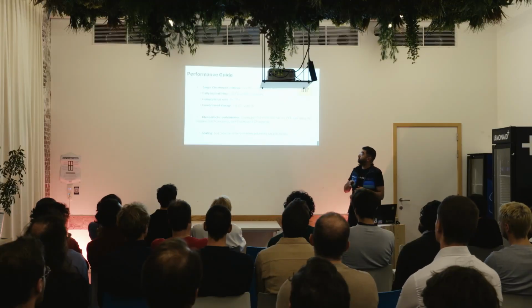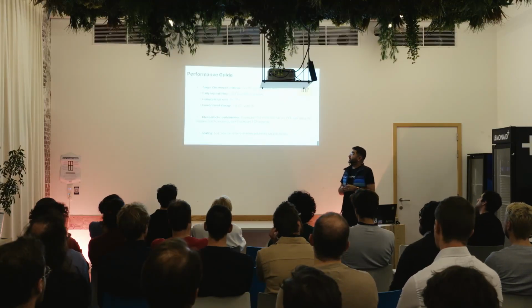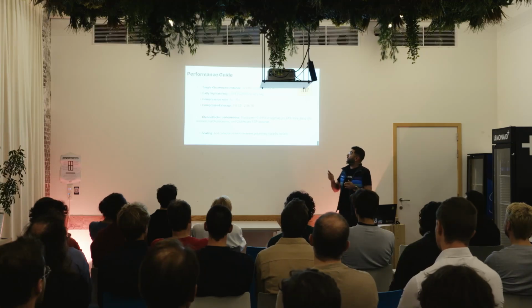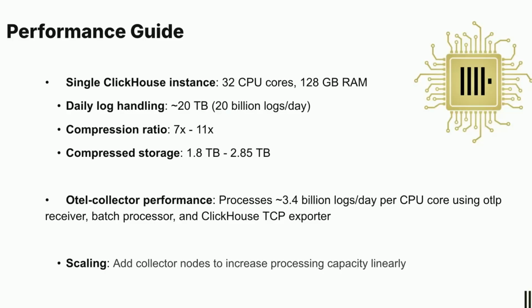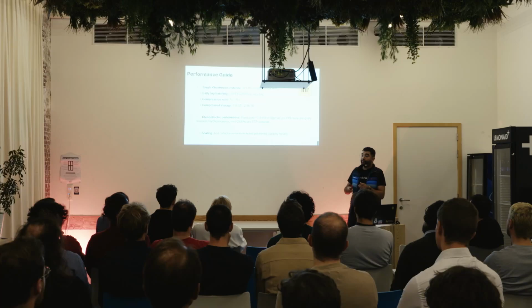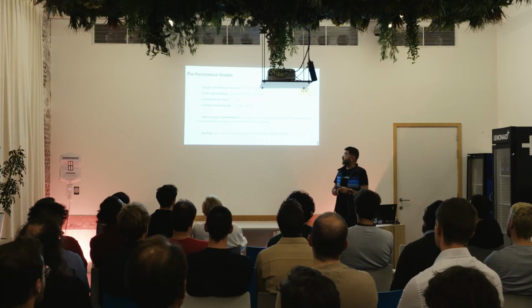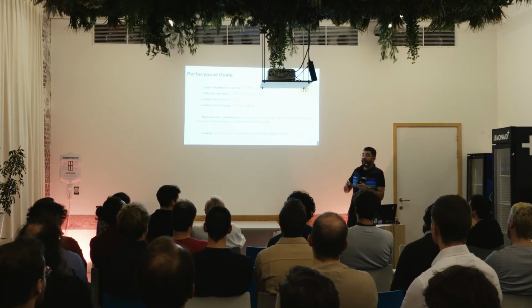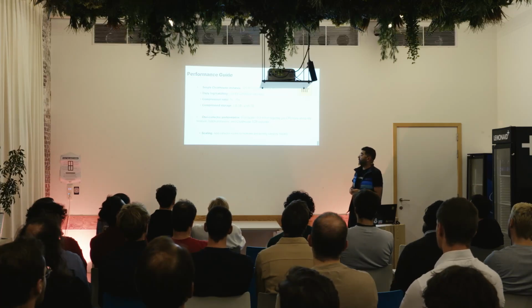I will end with some performance guidance. For example, with a single ClickHouse instance, 32 CPU cores with 128 GB of RAM, we can handle 20 billion logs per day. And with the OpenTelemetry collector exporter, we can process 3.4 billion logs per day per CPU. So I will let you do some math to get the configuration that you want, knowing that adding nodes will increase the processing capability linearly.